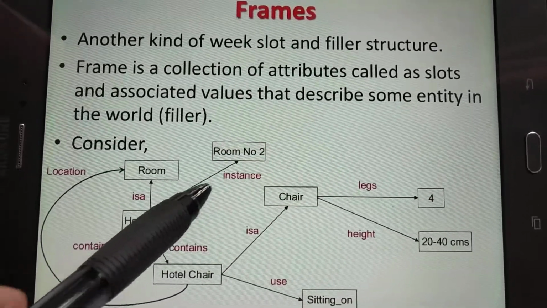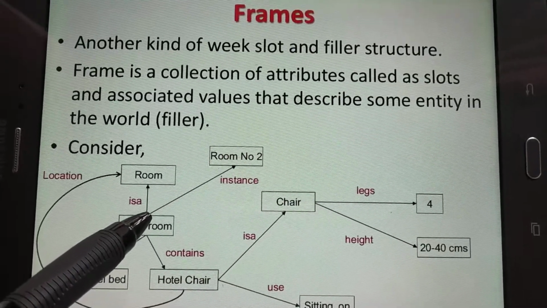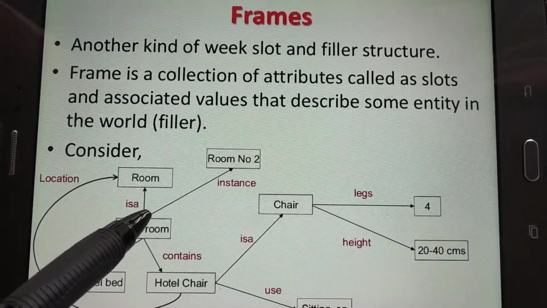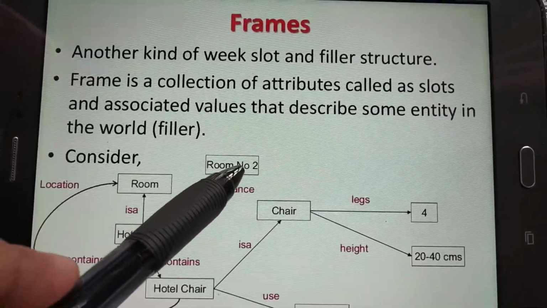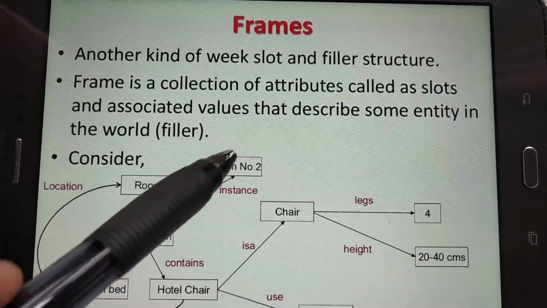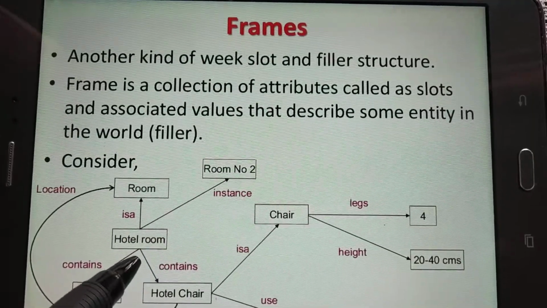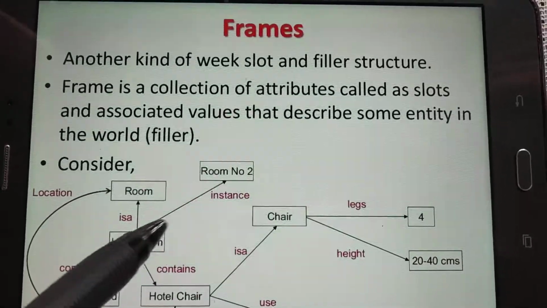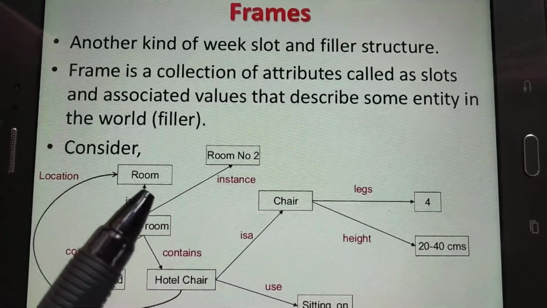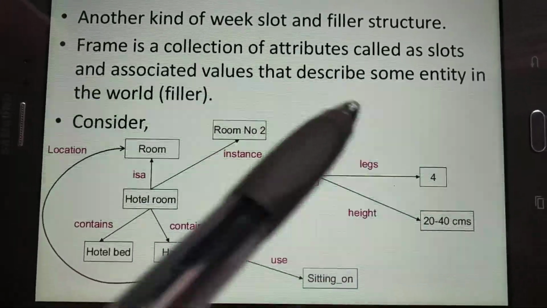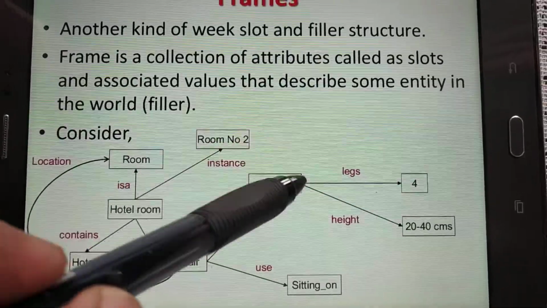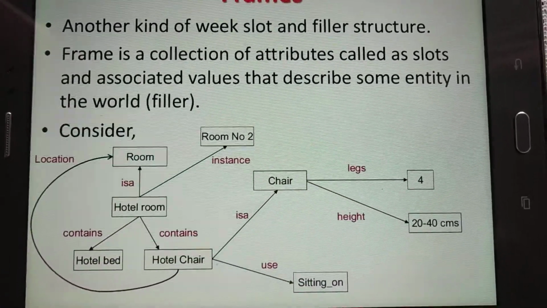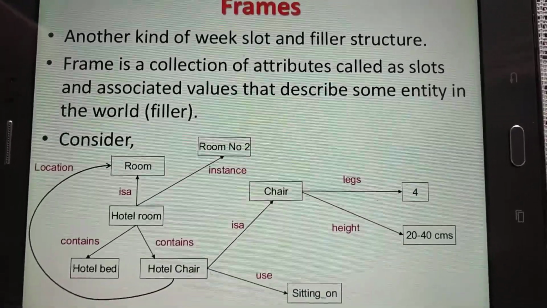Now please note that there is also a wrongly placed arrow here. You might say that hotel room is also an instance of room number 2. No, the arrow should be in the reverse direction. Actually room number 2 is an instance of hotel room. I have wrongly placed the arrow. Please make this note. So this is a semantic net, and for every node of the semantic net, one frame can be written. I'll go further.